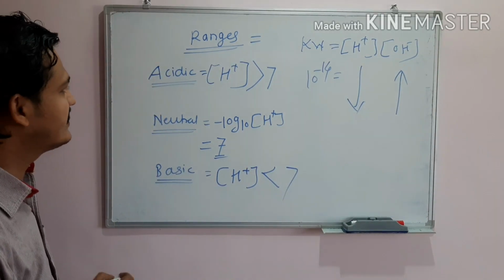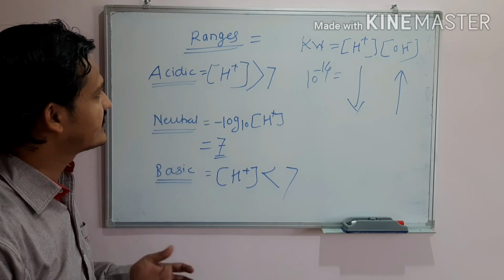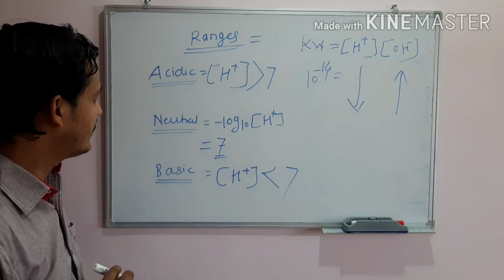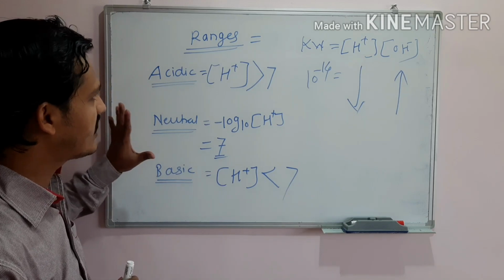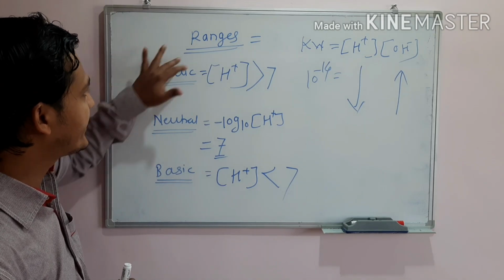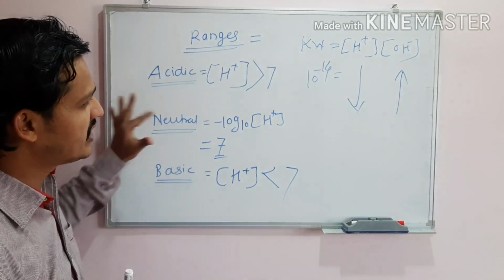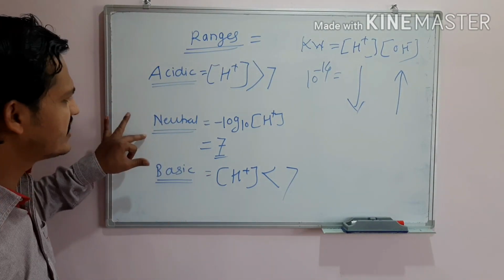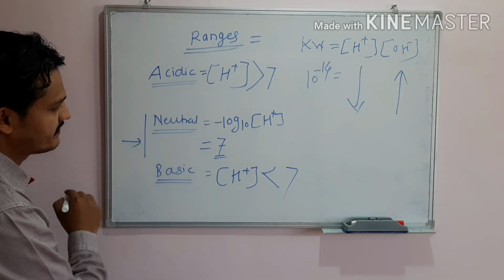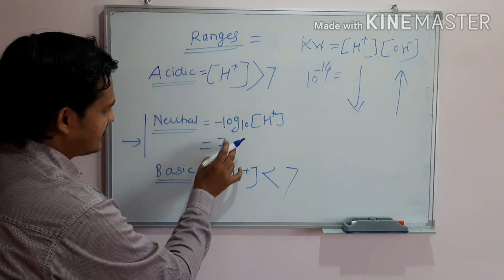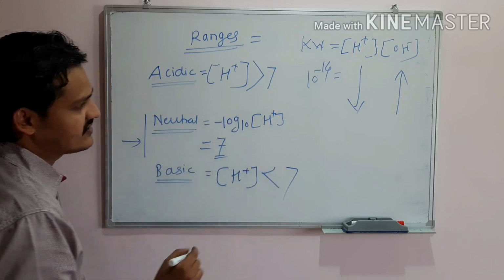This is how the ranges of pH are written: acidic, basic and neutral solution. This is how to write the ranges regarding pH. I am telling you once again because in case of a neutral solution we have calculated it before in this video lecture. Okay, pH 7, where the concentration of H plus is equal to OH minus.